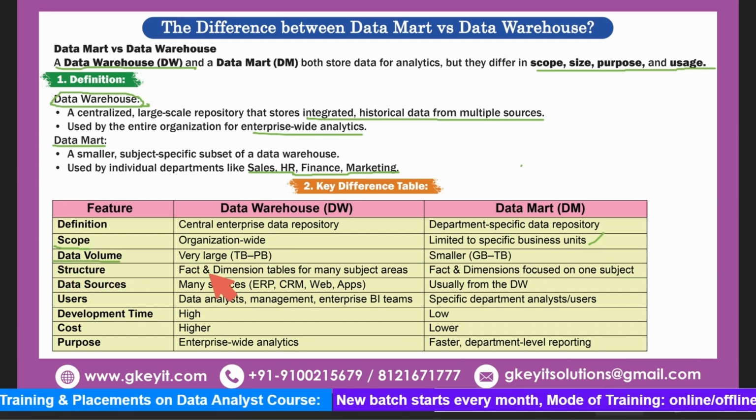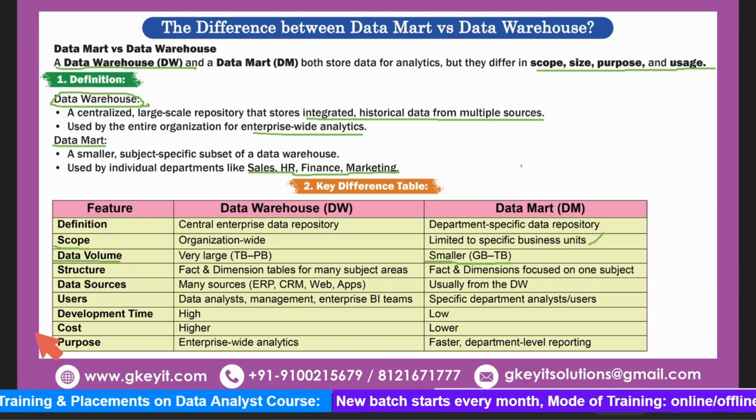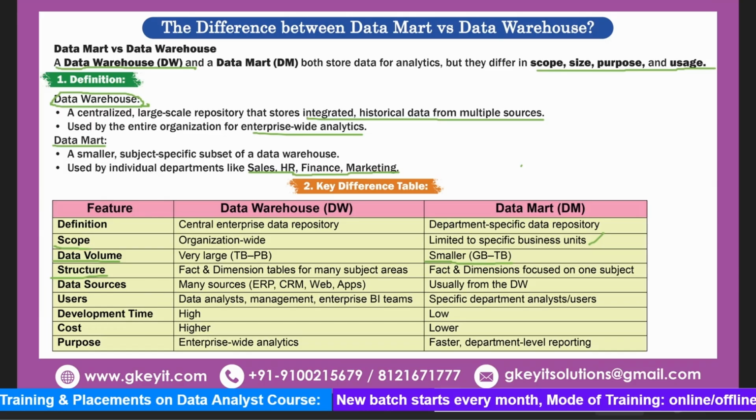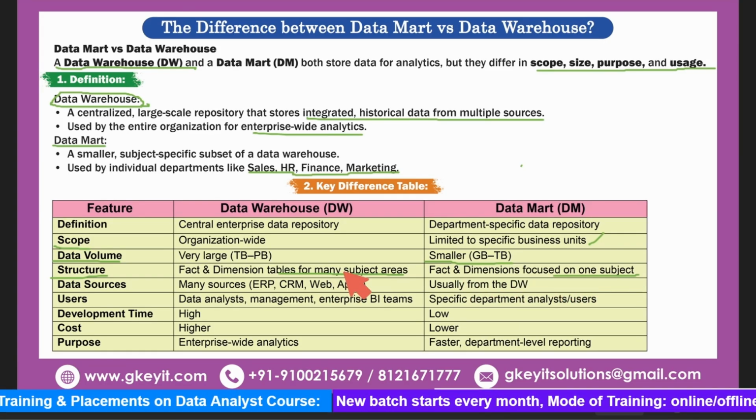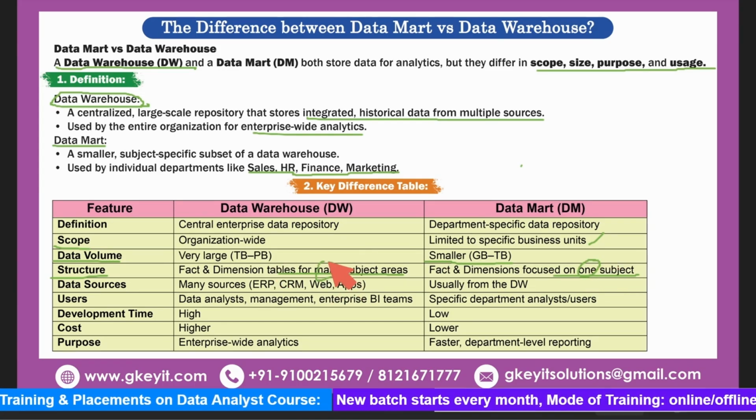Coming to the data volume, it is very large for a data warehouse, in TB and PB, whereas for data marts it is smaller, in GB and TB. Coming to the structure of a data warehouse: fact and dimension tables for many subject areas, whereas data marts are also fact and dimension tables, but focused on one subject. Here many subjects, here only one subject. That is the main difference between the two. But fact and dimension tables are common for both systems.